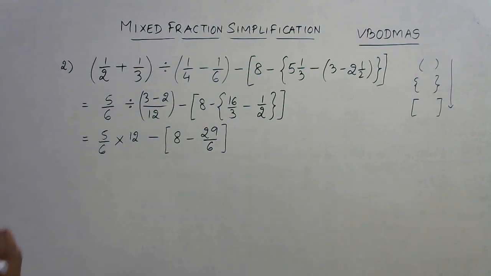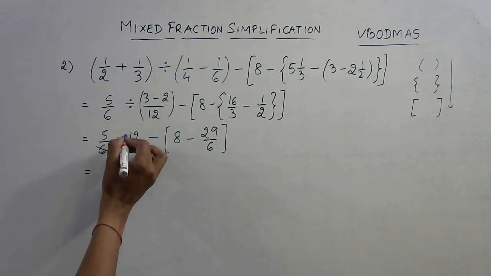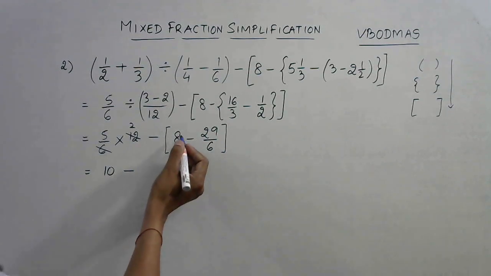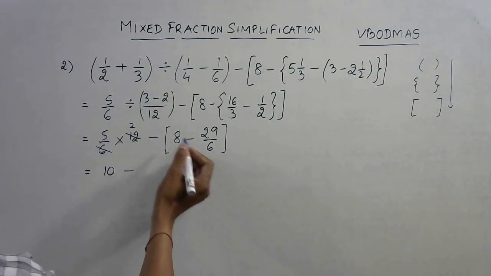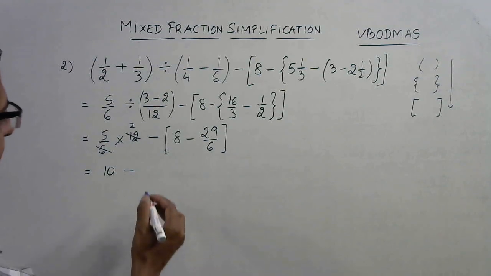So we have one more bracket removed and now only one bracket is remaining, which we will solve in the next step. Now this 6 cancels out 2 times, thereby giving you 5 2s are 10 minus. Now let's simplify this. 8 6s are 48. And when you subtract 48 and 29, 48 minus 29 is 19.